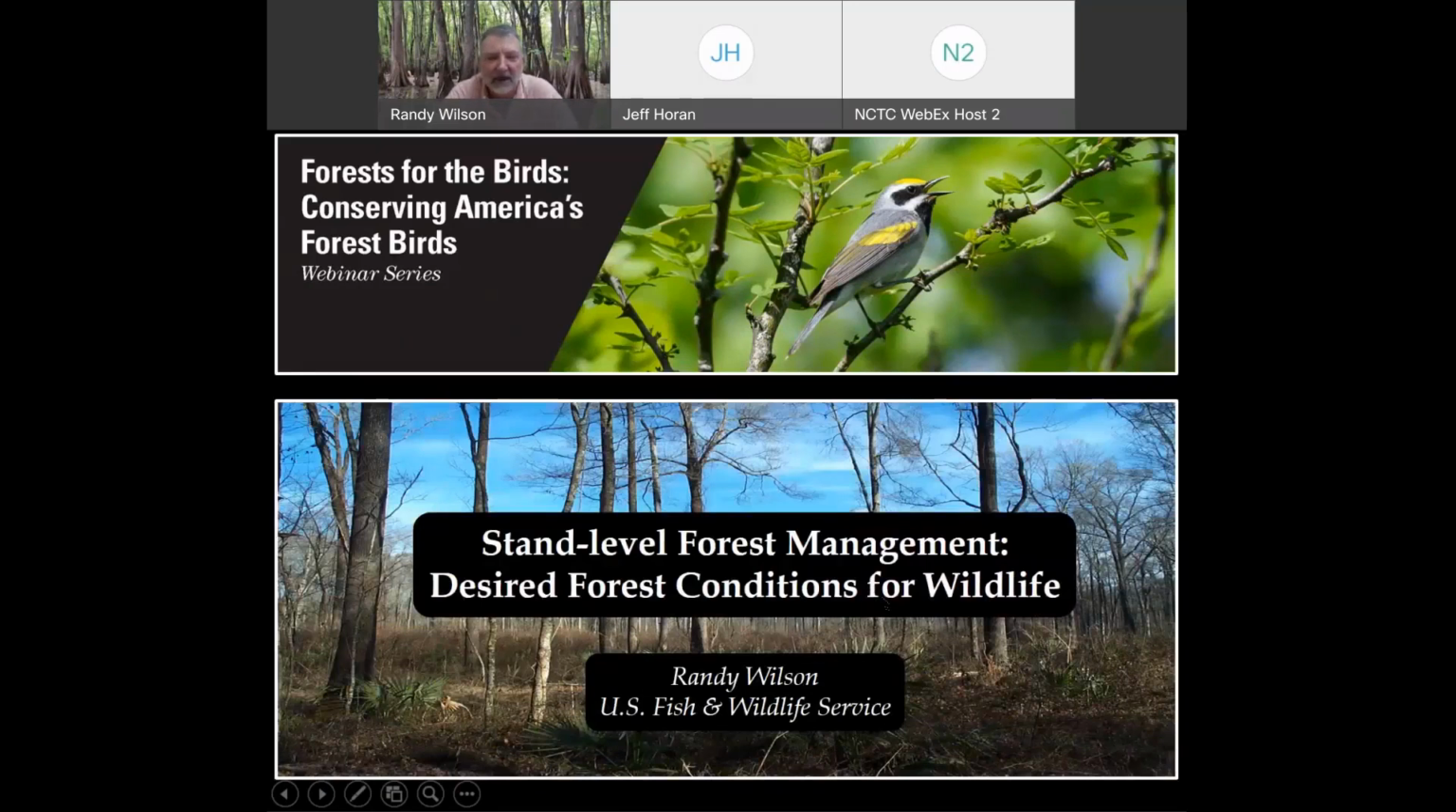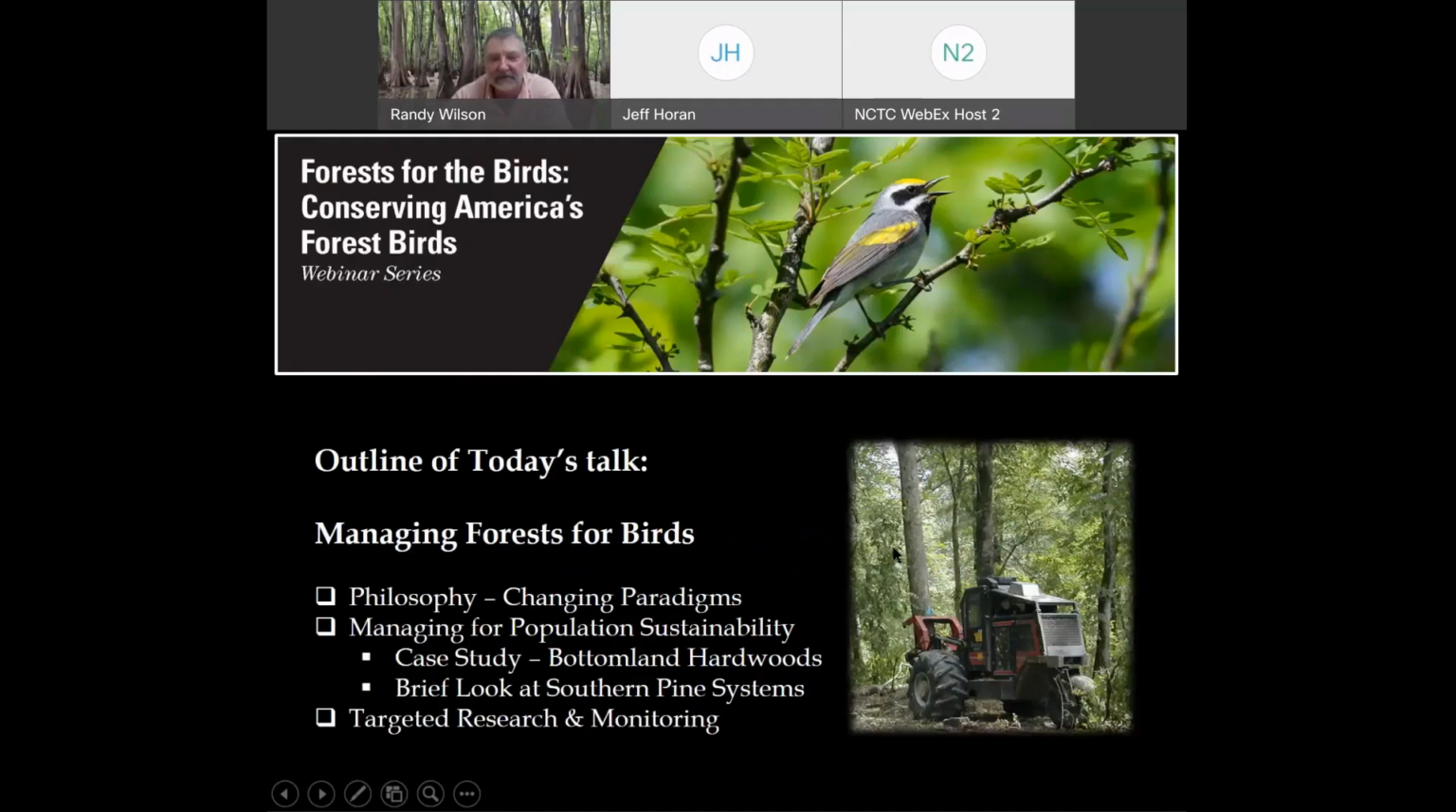So the topic today is stand level management for trying to bring back our forest birds. How do we do that? To set the tone, I wanted to talk about some background context first. I broke the talk up into three main points: a little bit of the philosophy, changing paradigms in bird conservation; then a case study using forested wetlands in the Mississippi Alluvial Valley; briefly, desired forest conditions in southern pine systems; and then I'll conclude with the impetus for some research and monitoring and how that informs management going forward.